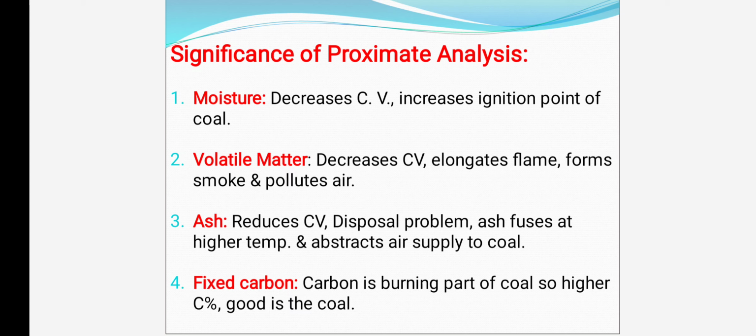And the last one, which is very important, is fixed carbon. As I said, the actual burning part of any fuel is carbon. So the higher the percentage of carbon, the higher the calorific value. Okay, so dear students, here we have seen the complete method for analysis of a coal sample, the proximate analysis. Moisture, volatile matter and ash, these first three components you have to remember.